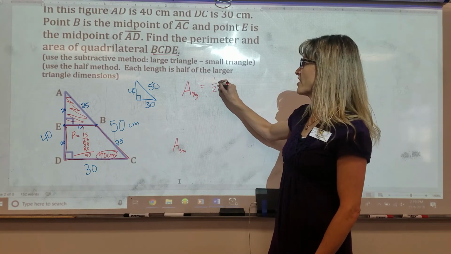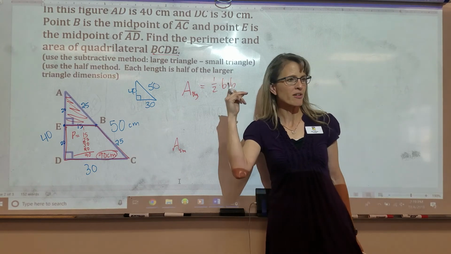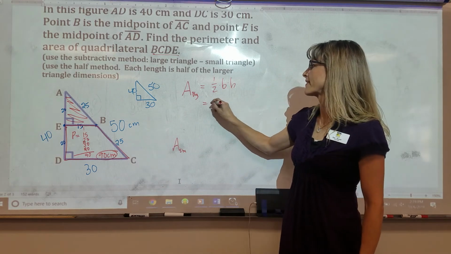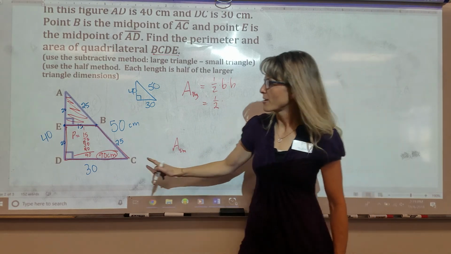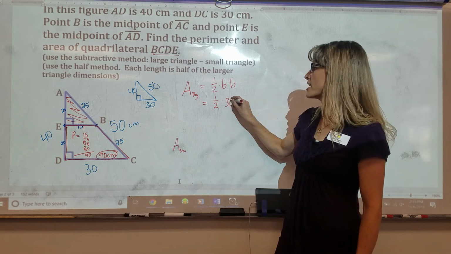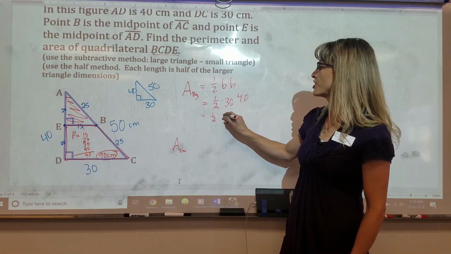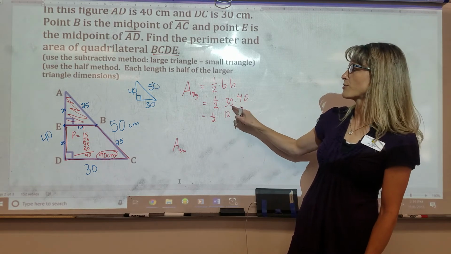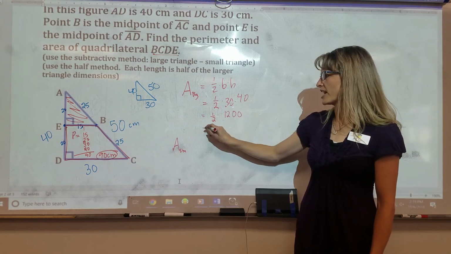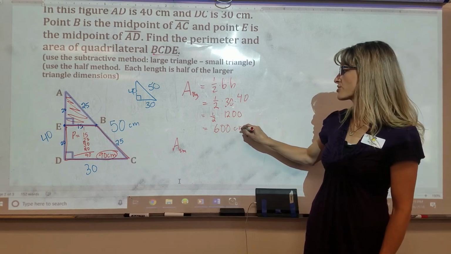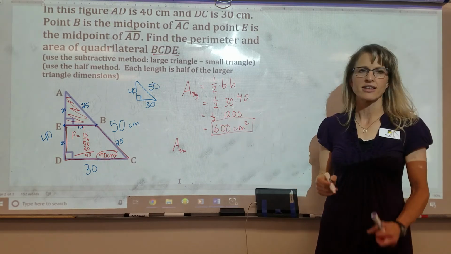Area of the big is 1/2 base times height. What's the area of a triangle? 1/2 base times height. Good. The base of my big triangle is 30. The height is 40. 1/2 of 30 times 40. Well, 30 times 40 is going to be a 12 with 2 zeros. Half of that is 600 centimeters squared. Let's circle that because we're going to come back to that.